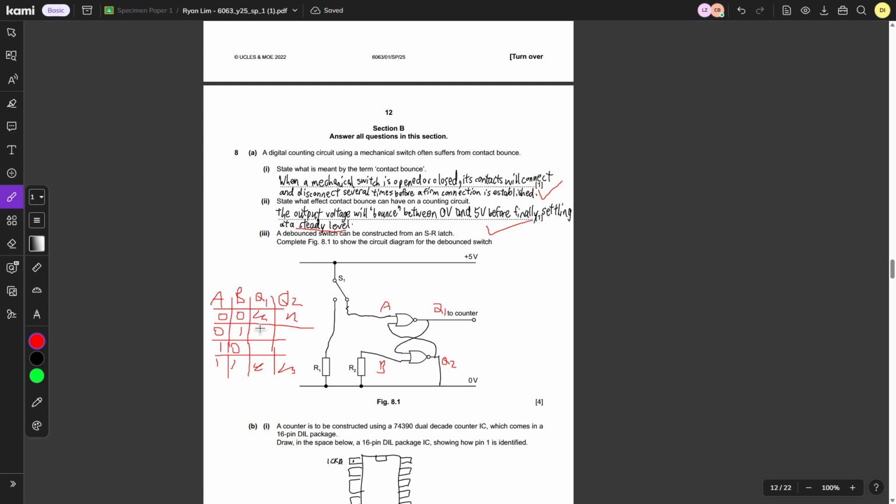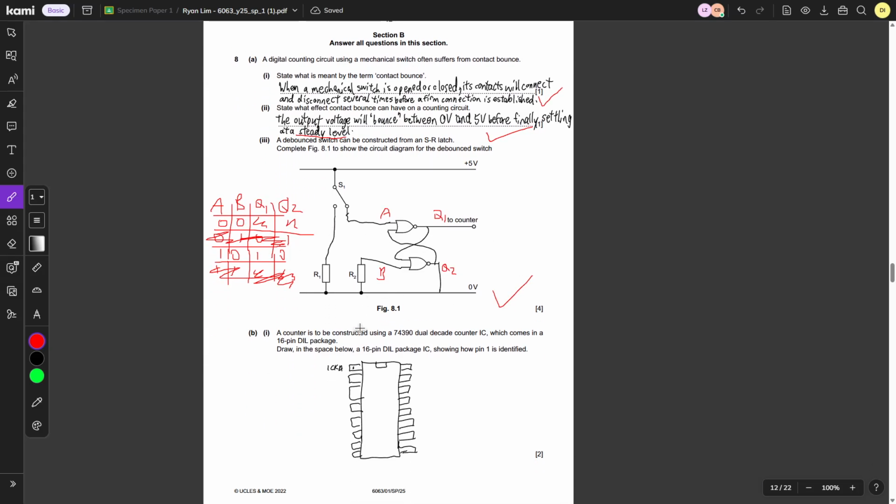Okay, B is always 0, so we can remove the cases where B is 1. When A is 1, Q1 will be 1, so this is correct. Yep, this is 4 marks, correct.